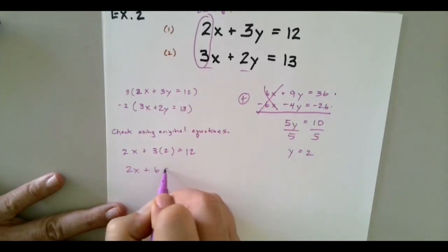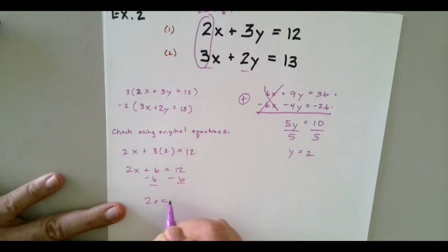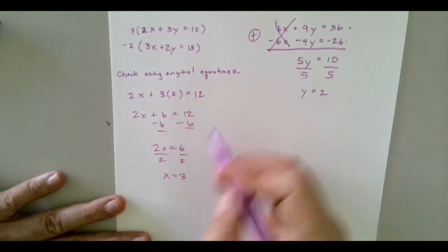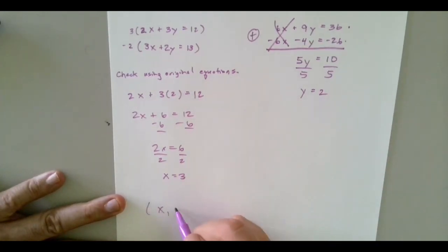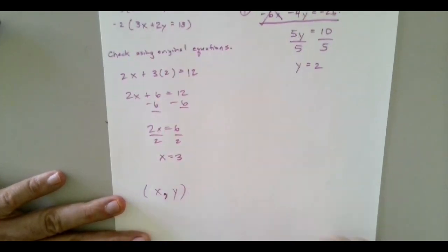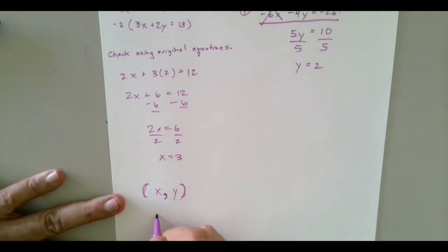2x plus 6 equals 12. Subtract 6 from both sides. 2x equals 6. Divide both sides by 2. X equals 3. So again, this one's pretty easy. It's going to go xy connected by a comma, surrounded by parentheses. So I should write my answer as 3, 2.